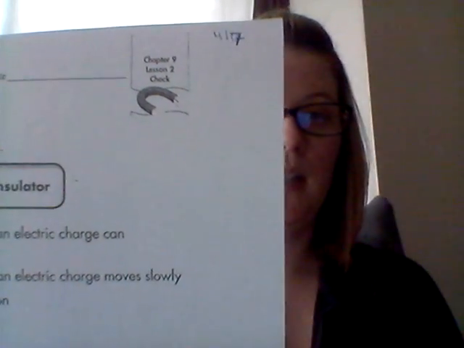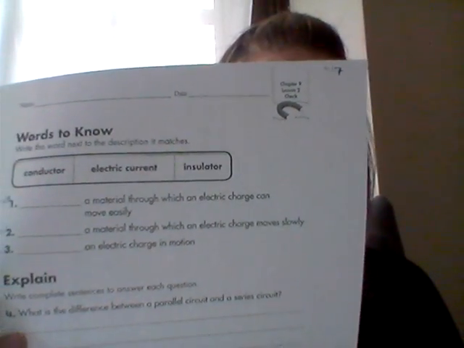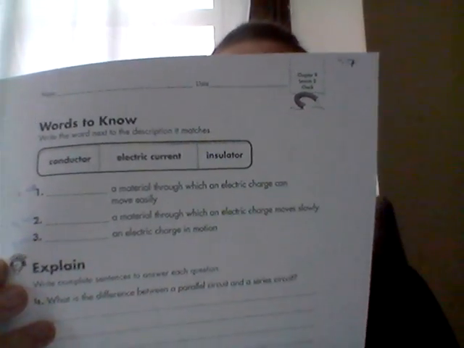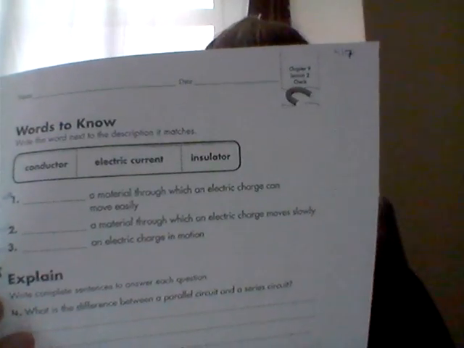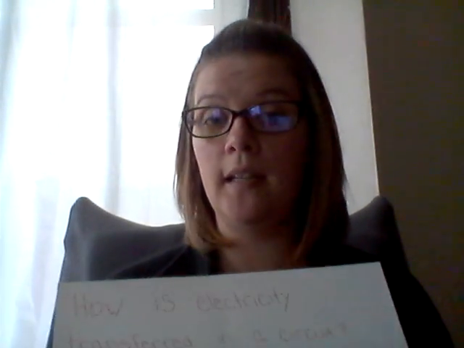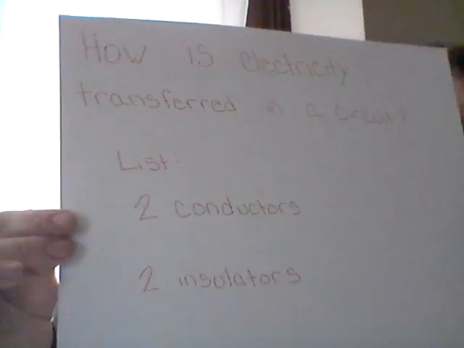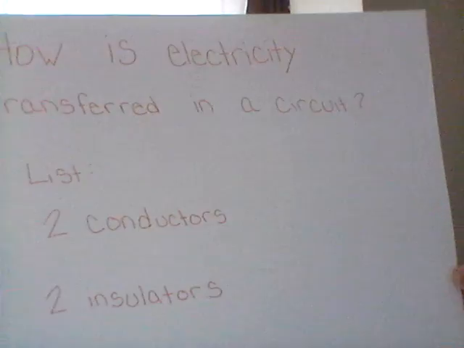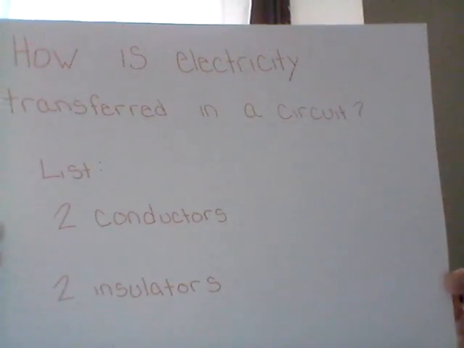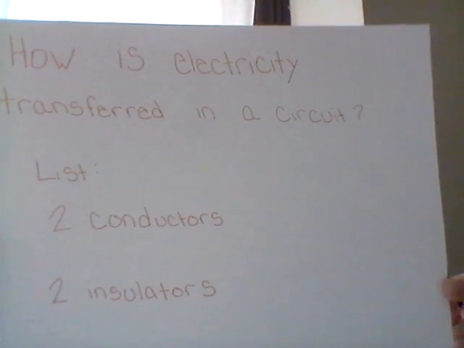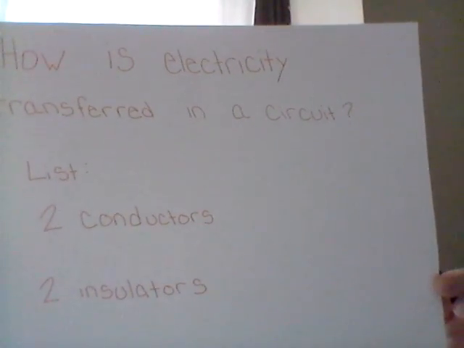It is Chapter 9, Lesson 2. It's written at the top corner, and your vocab words for this are conductor, electric current, and insulator. So go ahead and find that worksheet for me. On the back, you're going to write the essential question. You can hit pause to give you longer to write the question that I'm going to give you in the video. Okay, make sure it fits on the screen here. How is electricity transferred in a circuit? I also want you to give me 2 conductors and 2 insulators.